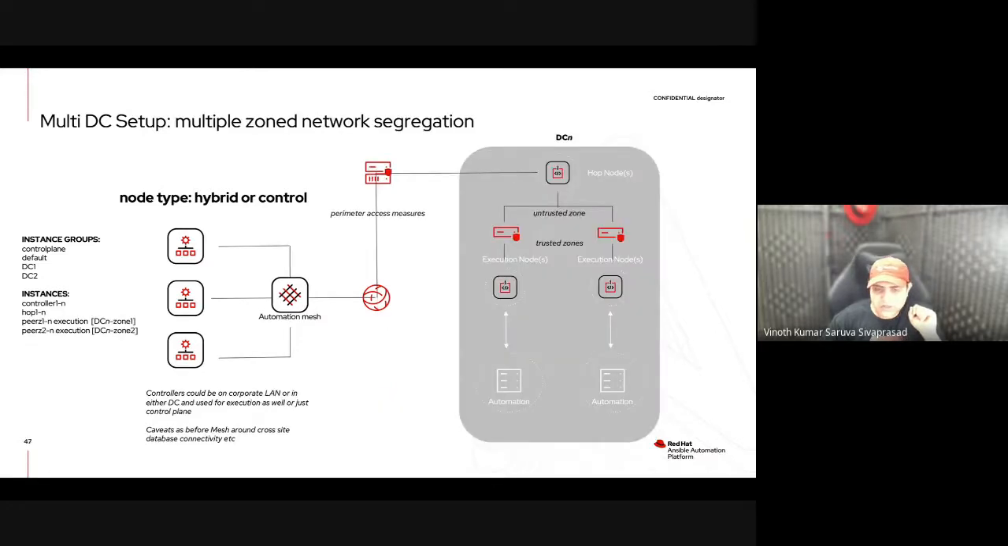Then the other possibility is to have a segregated network. In this scenario, in the DC, I have a hop node which is connected to my execution nodes in the trusted zone. These execution nodes will execute my automation in this particular trusted zone environment, like a VPC, if you can think of it that way.